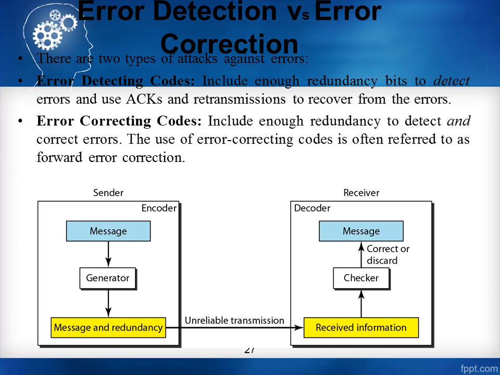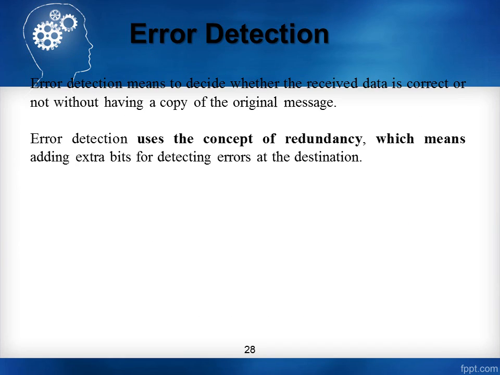We are going to use error detecting and error correcting codes for transmitting data by attaching redundancy bits, where at the sender side a message plus generator is forwarded, which is known as message and redundancy bits. At the receiving side, we place a checker. The checker checks whether the data is correct or not. If it is correct, it is accepted. If it is error prone, it is discarded.